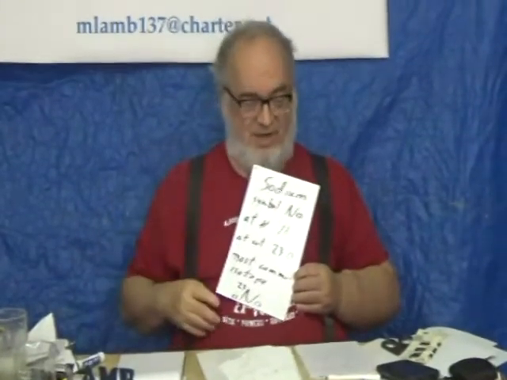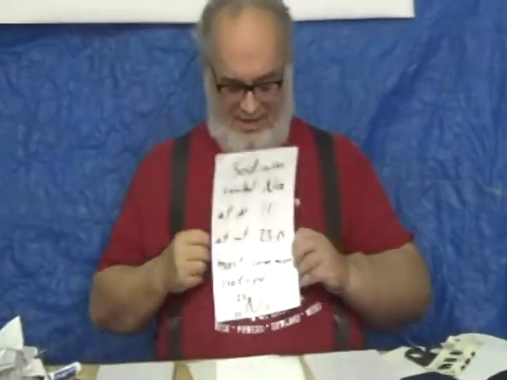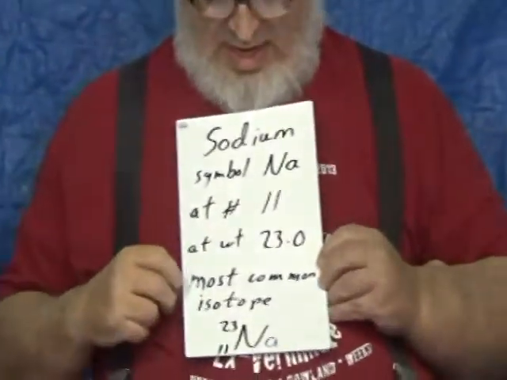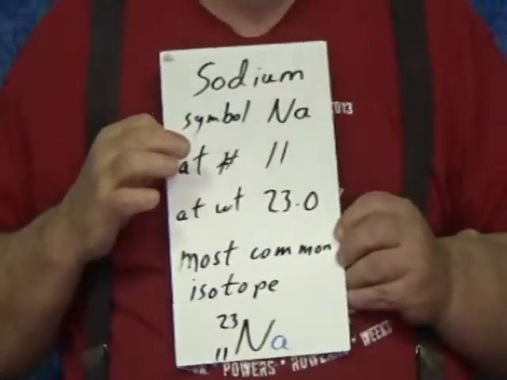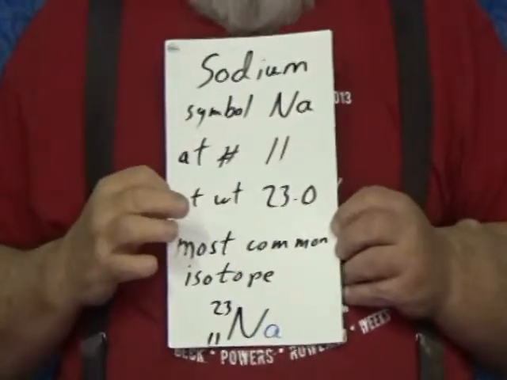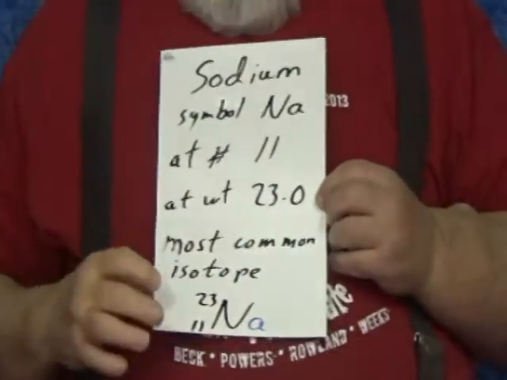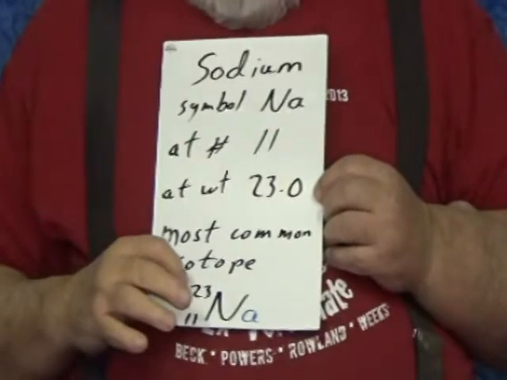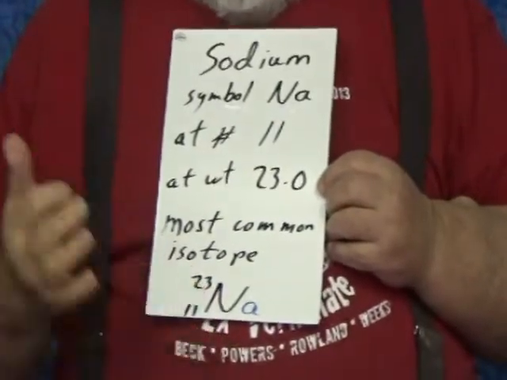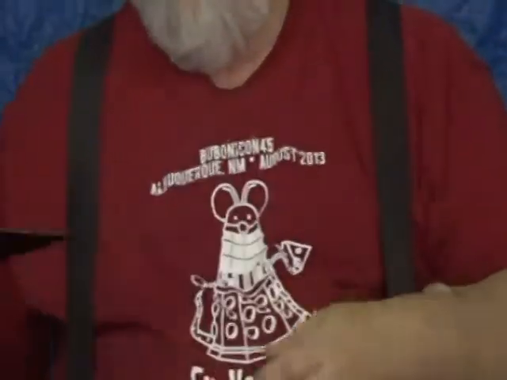It's very commonly used. Okay, so the atomic number is 11. Atomic weight is 23.0. So the most common isotope is sodium 23. Okay? Discovered by Sir Humphrey Davy in 1807.